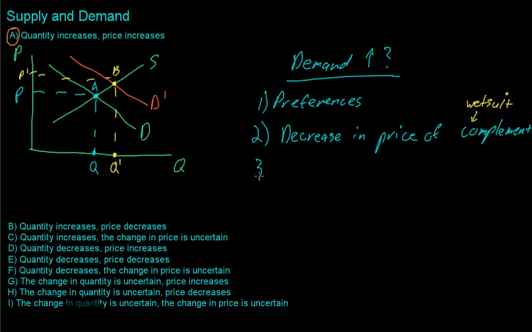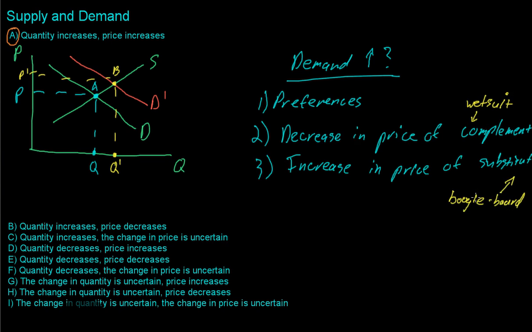The third thing is an increase in the price of a substitute. And a substitute is exactly what it sounds like. It's a good that can replace what you're talking about. So in this example, maybe a substitute for a surfboard is a boogie board, or a bodyboard, whatever you want to call it. So if all of a sudden boogie boards are more expensive, maybe when you go to the beach you'll say, you know what, I'll just go ahead and pay for a surfboard rather than pay for a boogie board because surfing's more fun and it's not that much more expensive. So if boogie boards become more expensive, more people are going to want to buy surfboards.